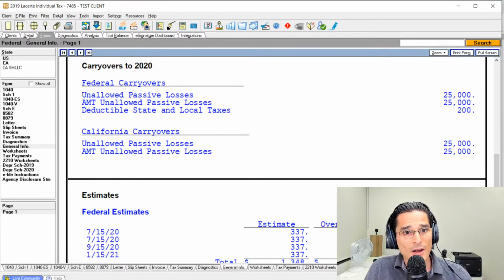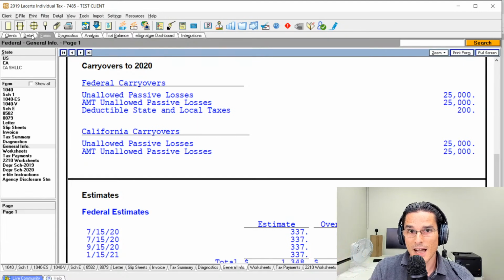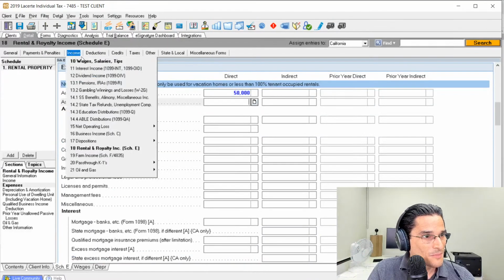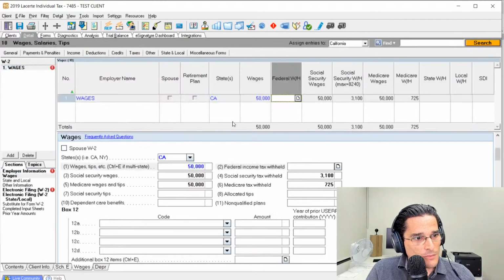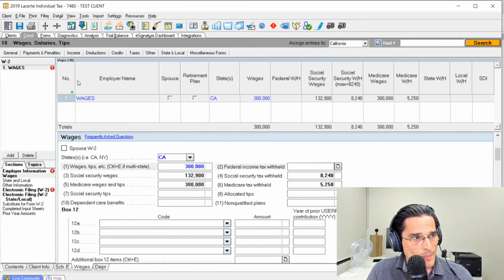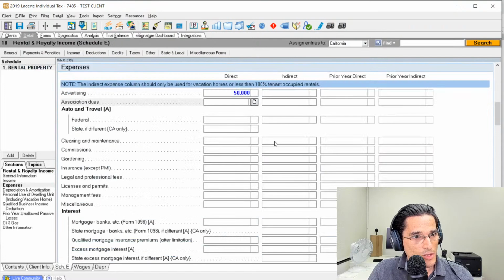Now, let's change the scenario a little bit. We talked about that mom and pop provision being applicable for modified AGIs of $100,000 to $150,000. What if you have $300,000 in wages? Let's take a look. All right. So let's change the wages to $300,000. And let's take a look at our return. Again, we have the losses from real estate at $50,000.